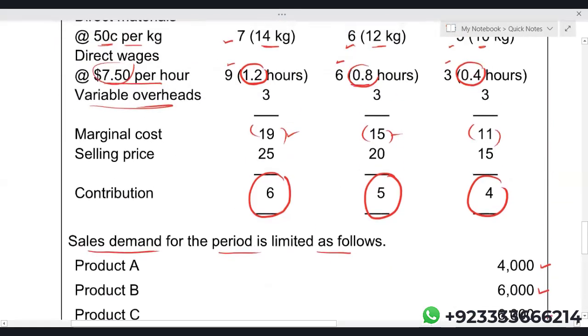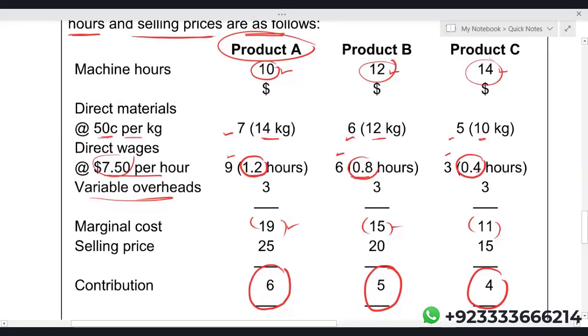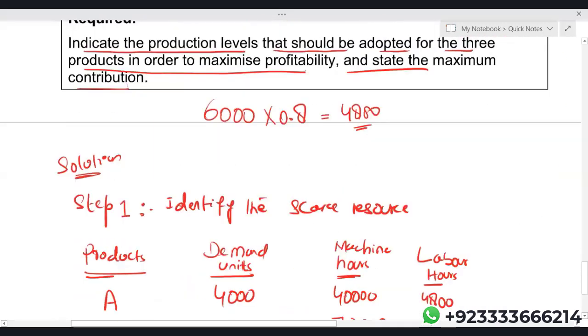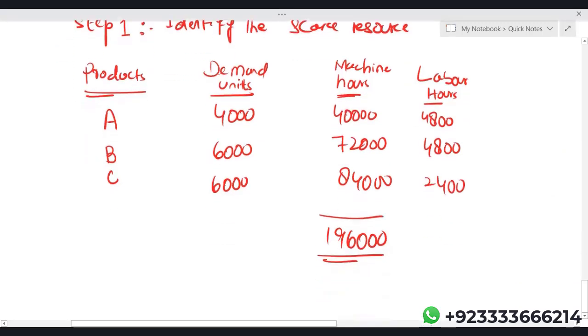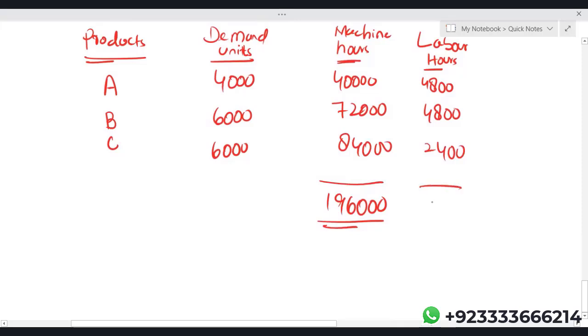C. The demand for product C is 6,000 units and 1 unit needs 0.4 labor hours. So for C, 6,000 multiplied by 0.4. So I'm getting 2,400. So total labor hour required is 12,000.